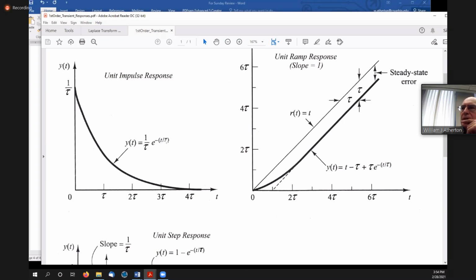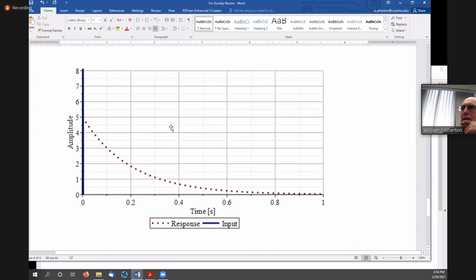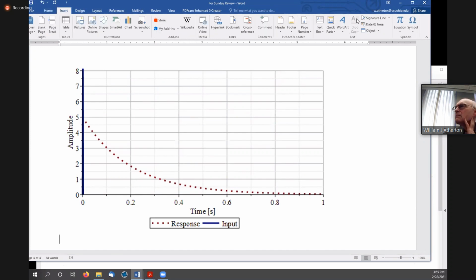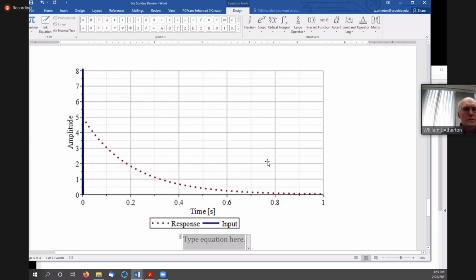Or you can recognize when time is 0, amplitude is 1 over tau for unit impulse. So if it's specified that this is a unit impulse over here, then this value here, 5, is equal to 1 over the time constant. Y(0) equal to 1 over tau.